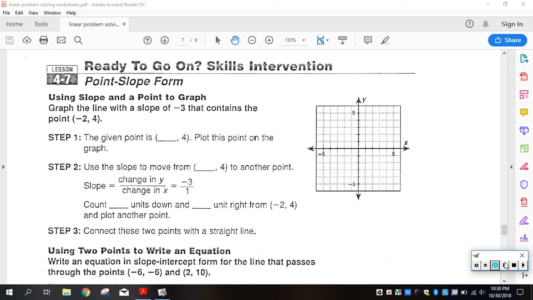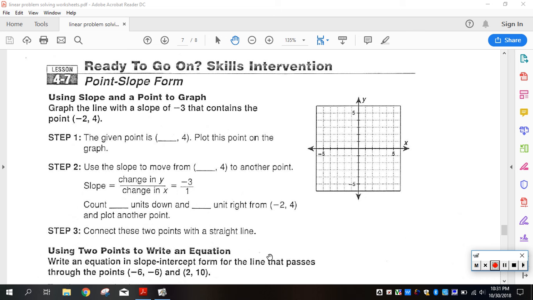On one side, you should see this. It is a review of point slope form. In this first scenario, it asks you to graph the line with the slope of -3 that contains the point (-2, 4). In the first step, they want you to plot the point. The second step, they want you to use the slope to figure out your rise over your run. And then after you do that, you connect the two points that you create with a straight line.